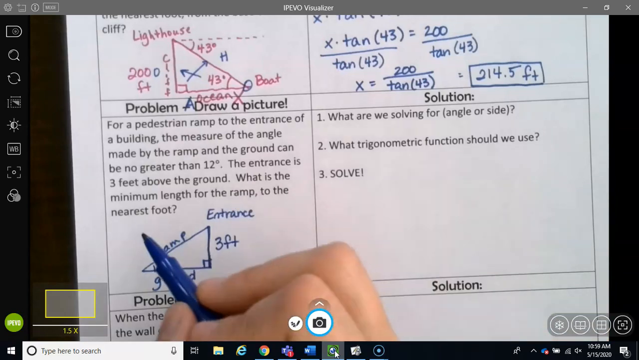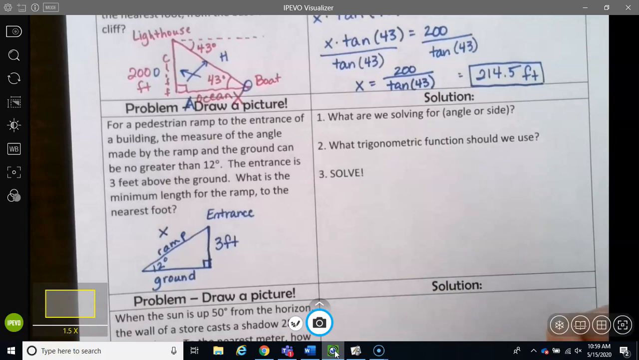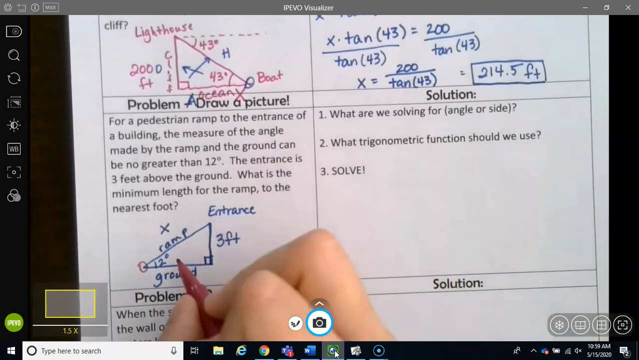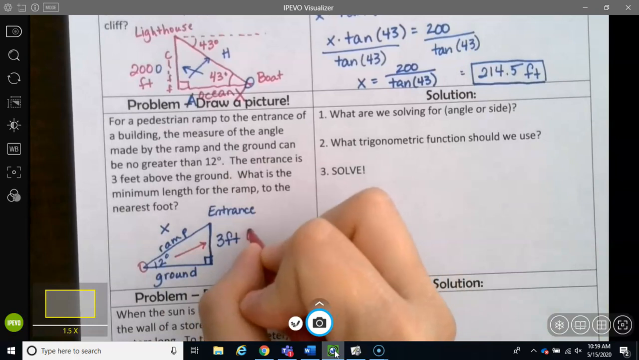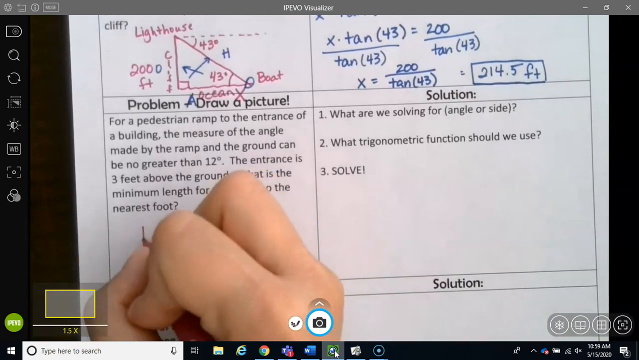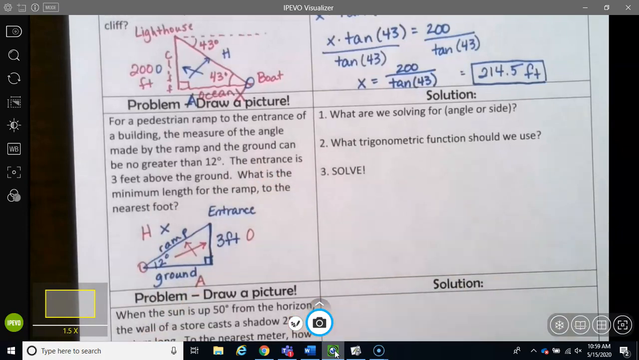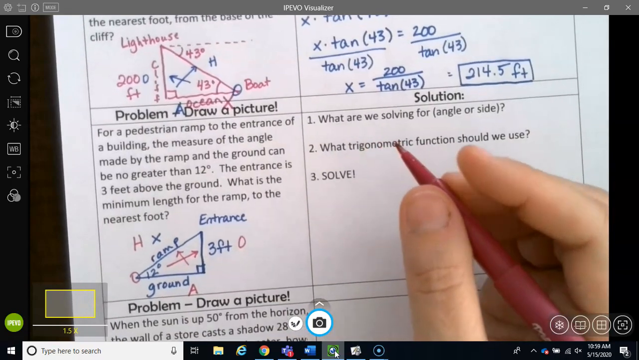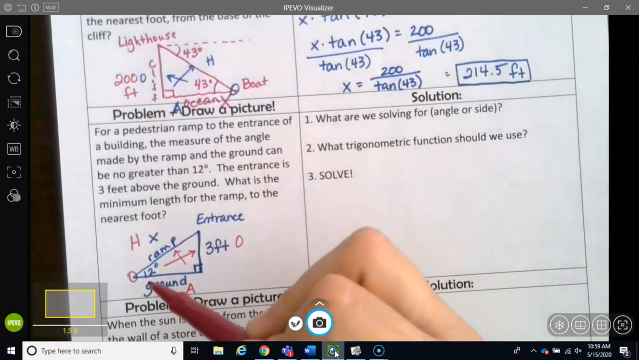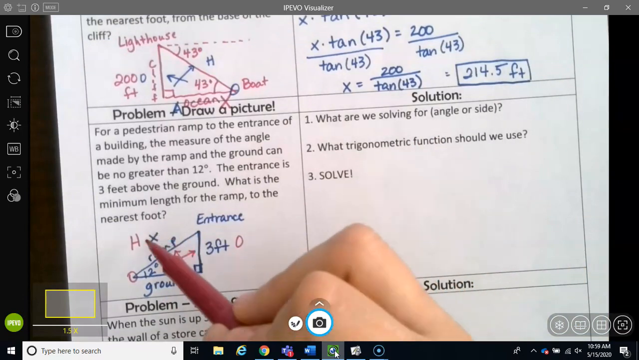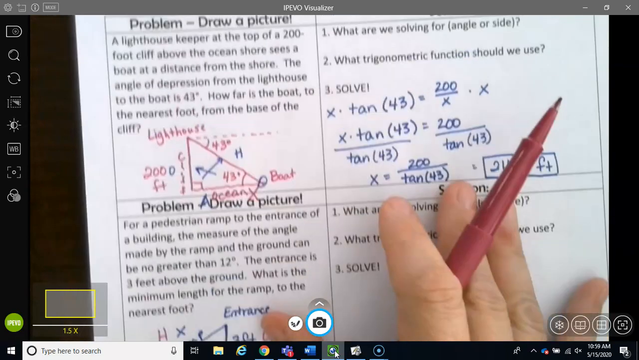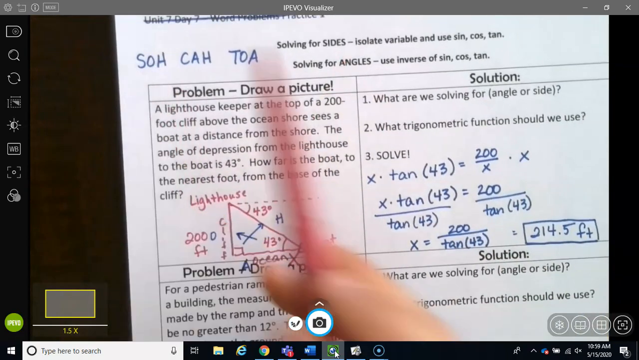All right, so we need to find the ramp length. So that's our x side. Based on our diagram, our reference angle is 12 degrees because that's the angle we know. Opposite of that is that 3-foot side. The hypotenuse is the ramp, and the adjacent side is the ground. Okay? So we need to set up our trig function. When we're trying to find a side, we've got to use the side that we're trying to find and the side that we actually know the length of. So we'll be using opposite and hypotenuse. Opposite and hypotenuse uses sine.